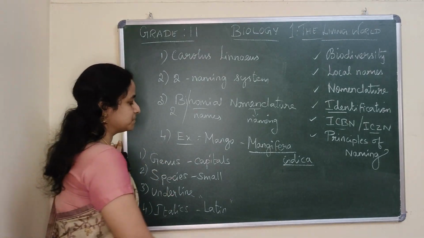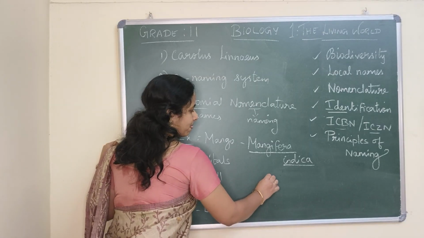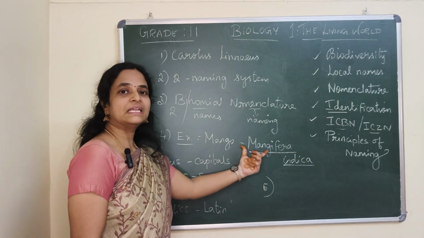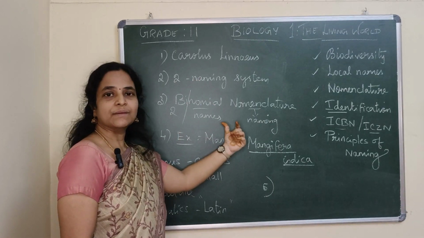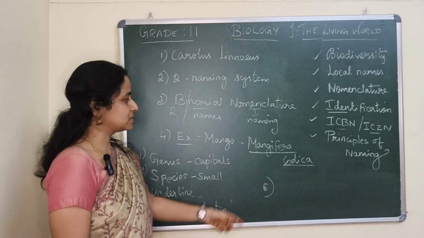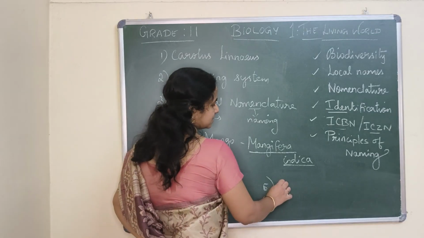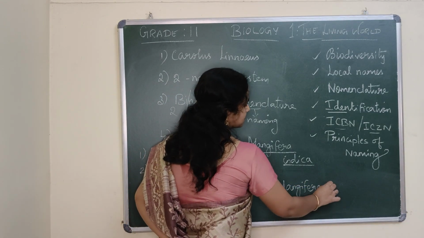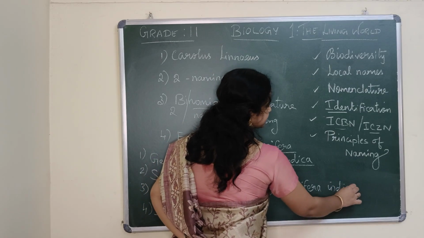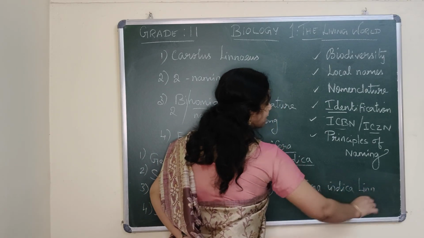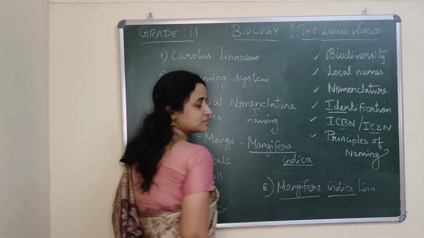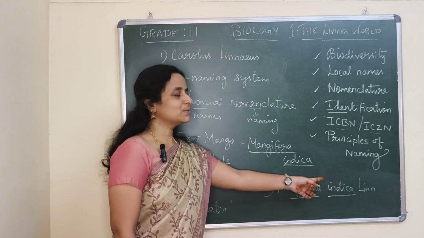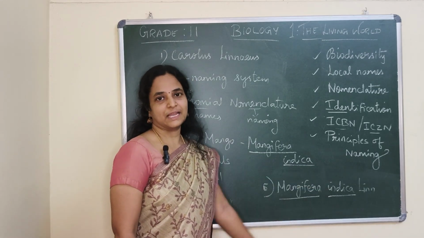And one last concept you need to know is sometimes the naming will also include the scientist's name or the biologist's name who introduced. Say for example, Mangifera indica Linn, which means this name was introduced by Carolus Linnaeus, so it includes the scientist names too.